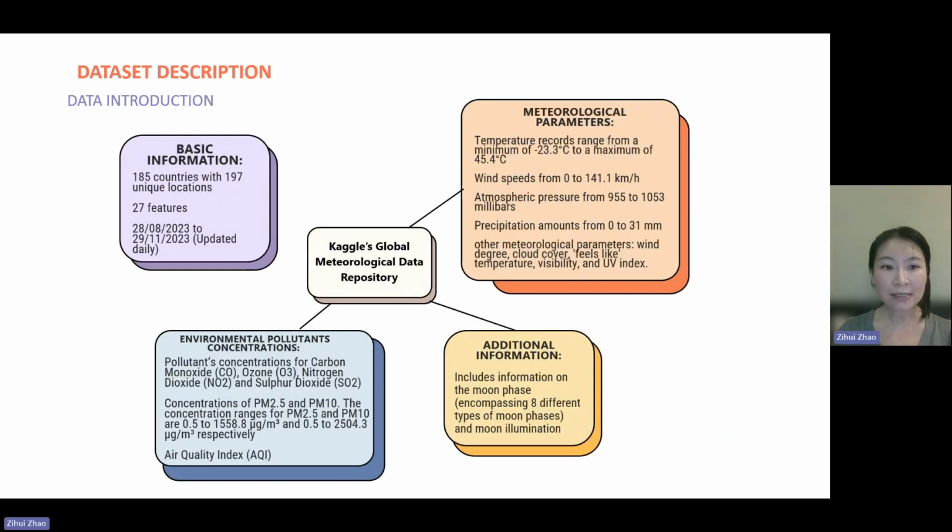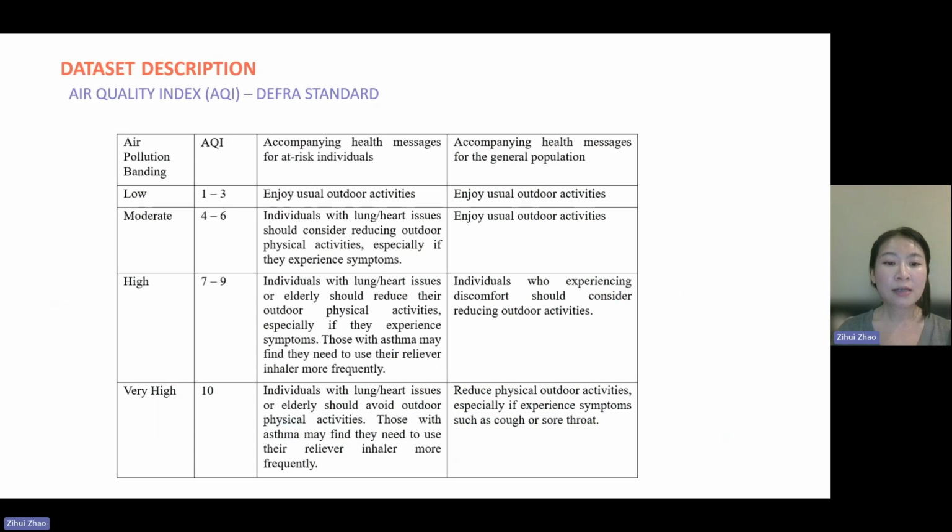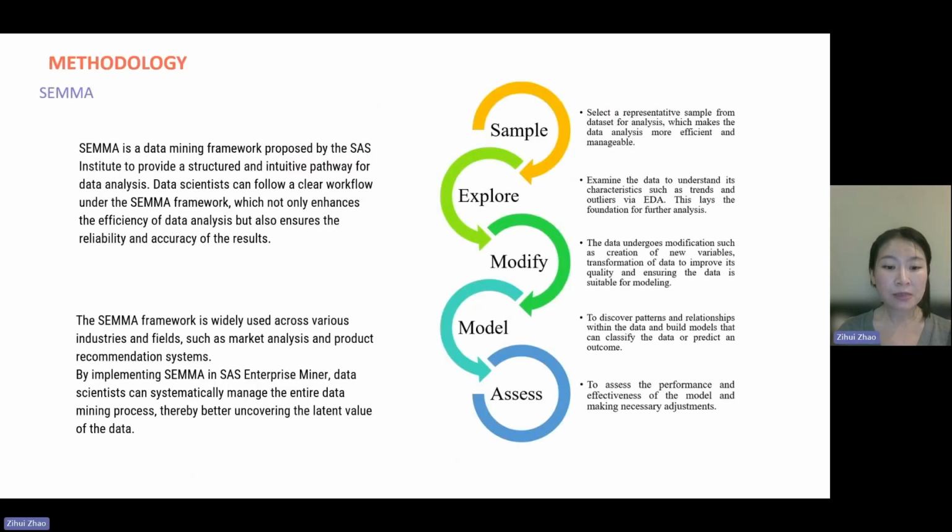Our dataset provides daily weather information for capital cities around the world. A quick overview of the dataset is shown. There are 185 countries with 197 unique locations and 27 filters. We divide it into three parts: meteorological parameters, environmental pollutant concentrations, and additional information. We listed the air quality index information on the levels of air pollution according to the Department for Environment, Food and Rural Affairs. We use SEMMA methodology.